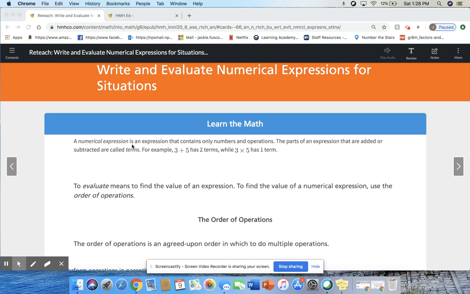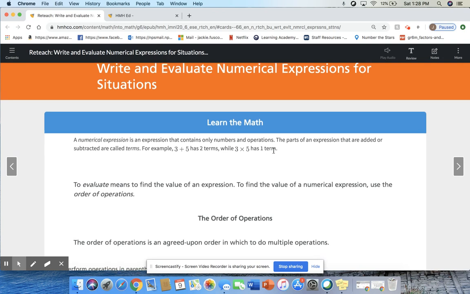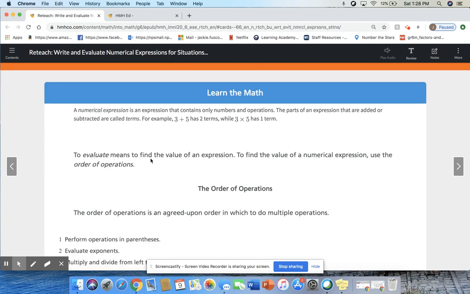A numerical expression is an expression that contains only numbers and operations. The parts of an expression that are added or subtracted are called terms. For example, 3 plus 5 has two terms, 3 and 5, while 5 times 3 has one term. To evaluate means to find the value of an expression. To find the value of a numerical expression, use order of operations.